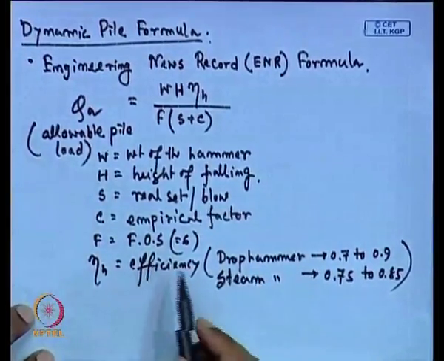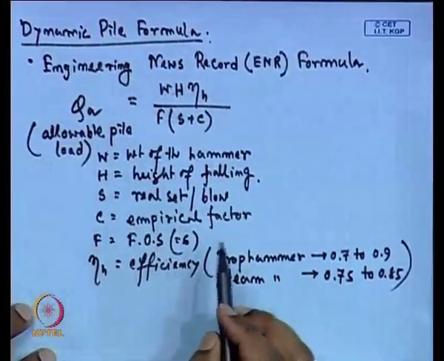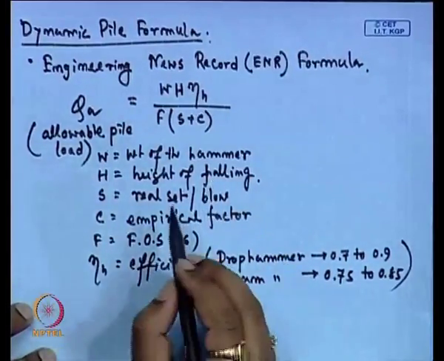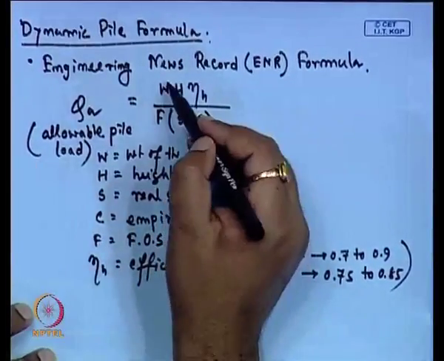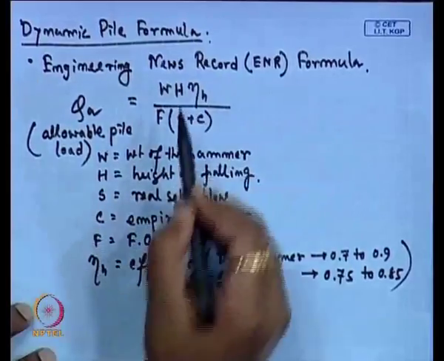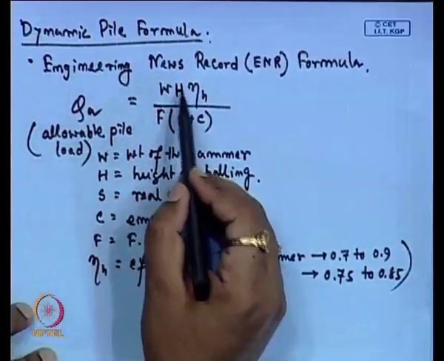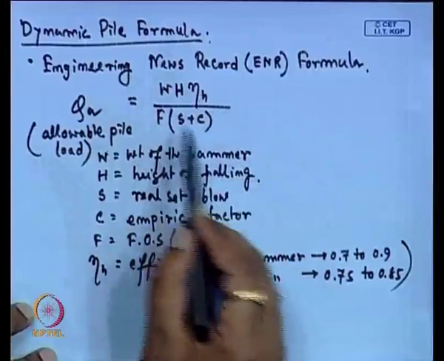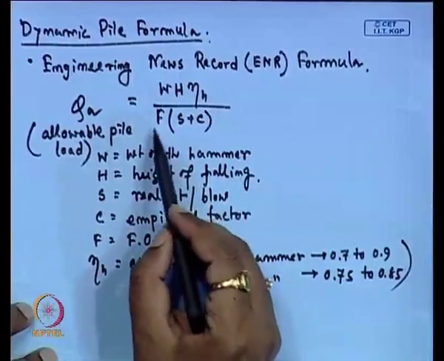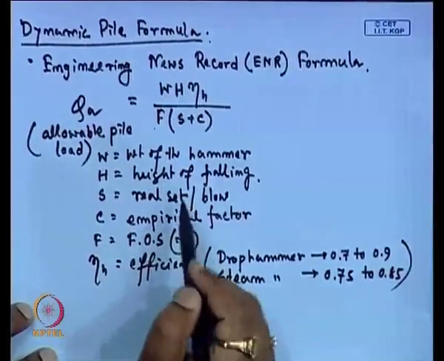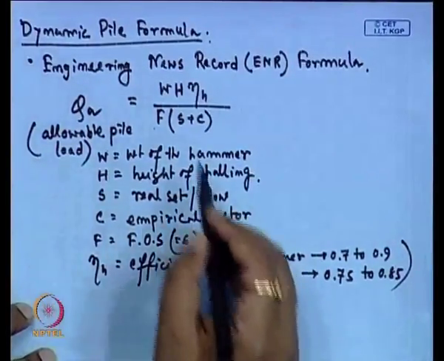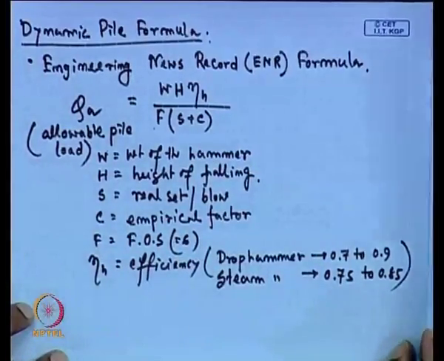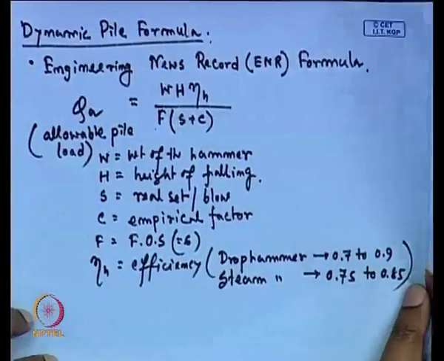Now, this expression is based on the energy that we are applying to drive a pile into the soil. So, this is the weight of the hammer, this is the free fall height, this is the efficiency, and this is the factor of safety, which is generally taken as 6. S is the real set per blow. If we apply the load, the amount of the real set per blow is S, and C is the empirical factor. Now, this expression we can use for different hammers.